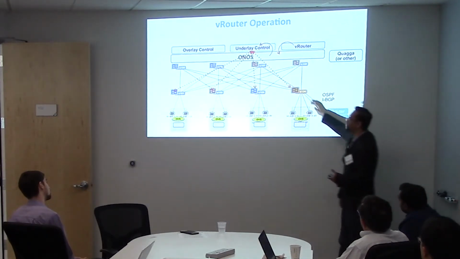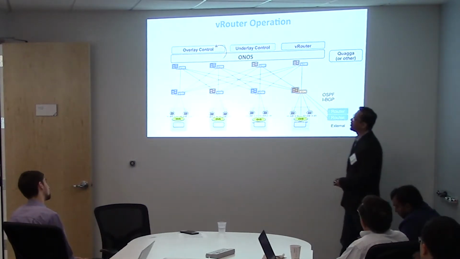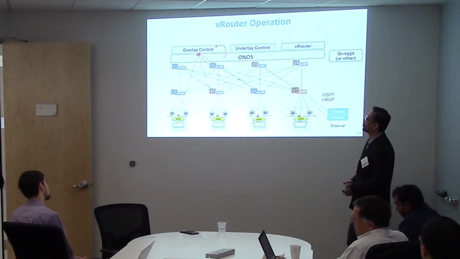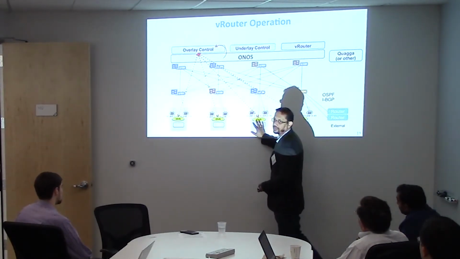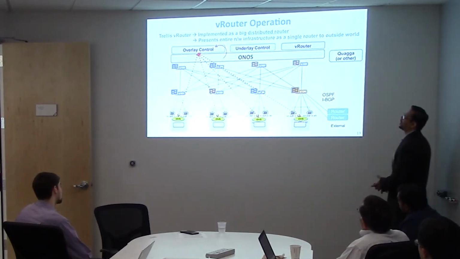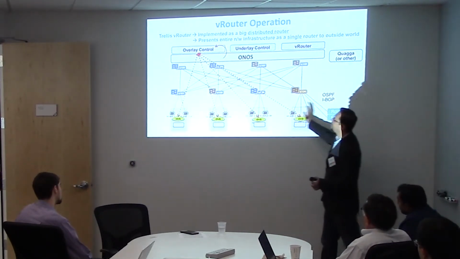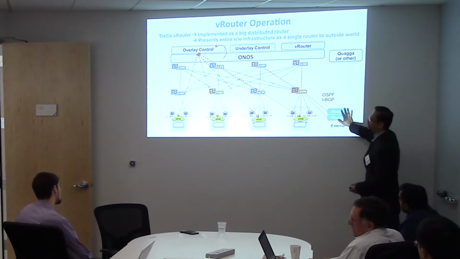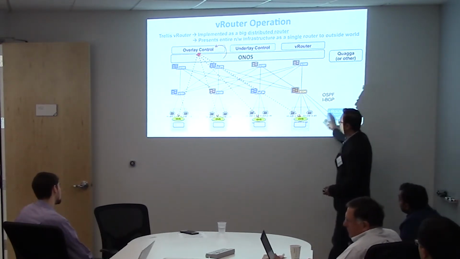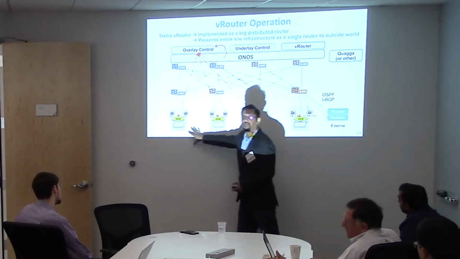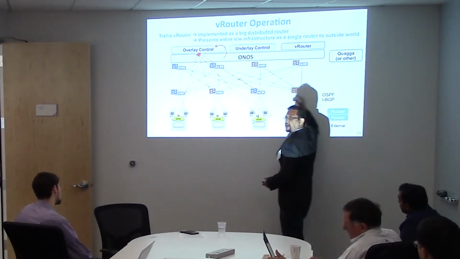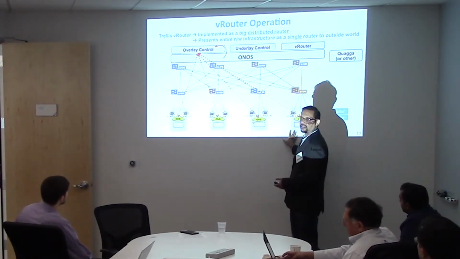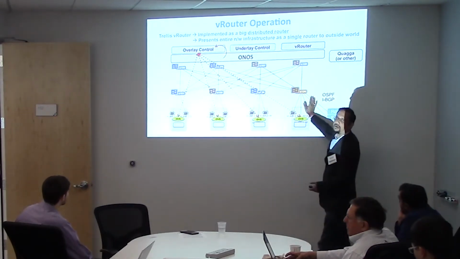So this is a distributed data plane for your virtual router. And in addition, the overlay control does the same thing to the virtual switches that are running in the compute nodes. So the net is that the Trellis vRouter is implemented as this big distributed router which presents the entire network infrastructure as a single router to the outside world. And the advantage is that no matter where your VM is in the infrastructure, it can go directly out to the outside world. It doesn't have to hairpin or go through a load balancer to go through some other infrastructure before it goes to the outside world, right?